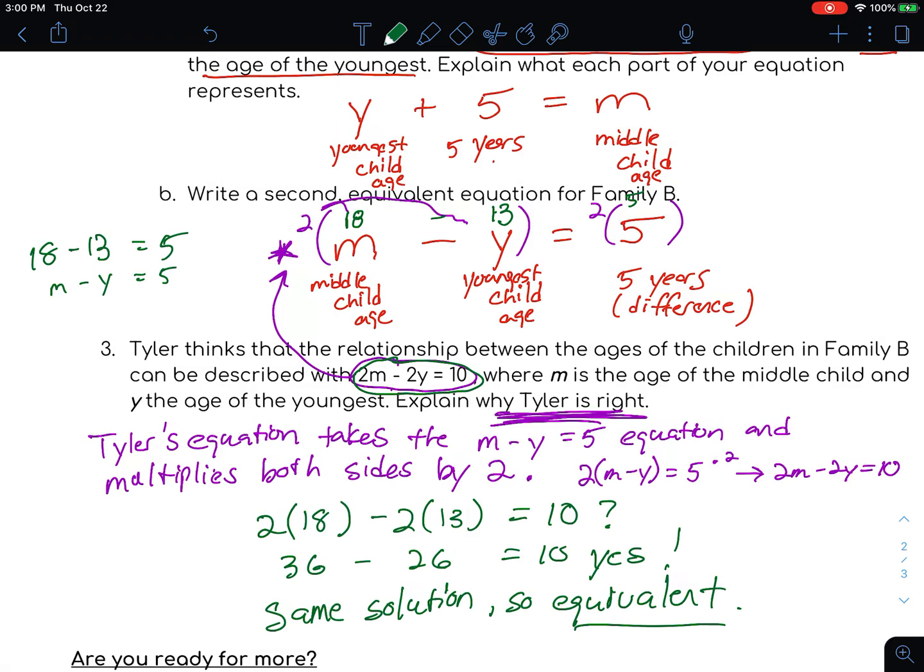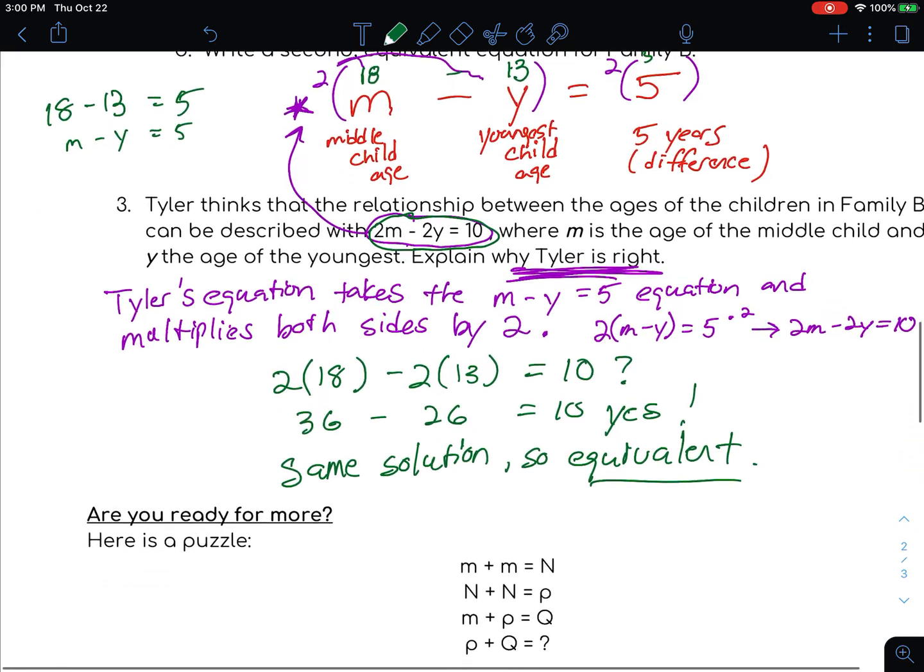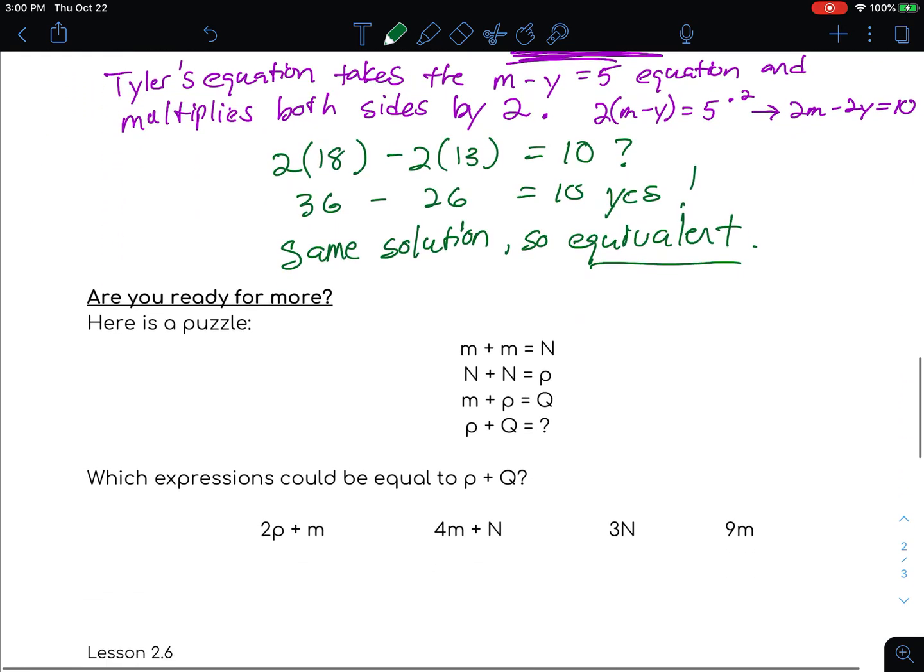So I just showed two different ways then. I said back in my purple writing that I can multiply both sides by 2 and I get the new equation. And in my green, I took a solution that I know worked in the first equation and I tried it in the second equation and it also worked. So therefore, the two equations are equivalent.